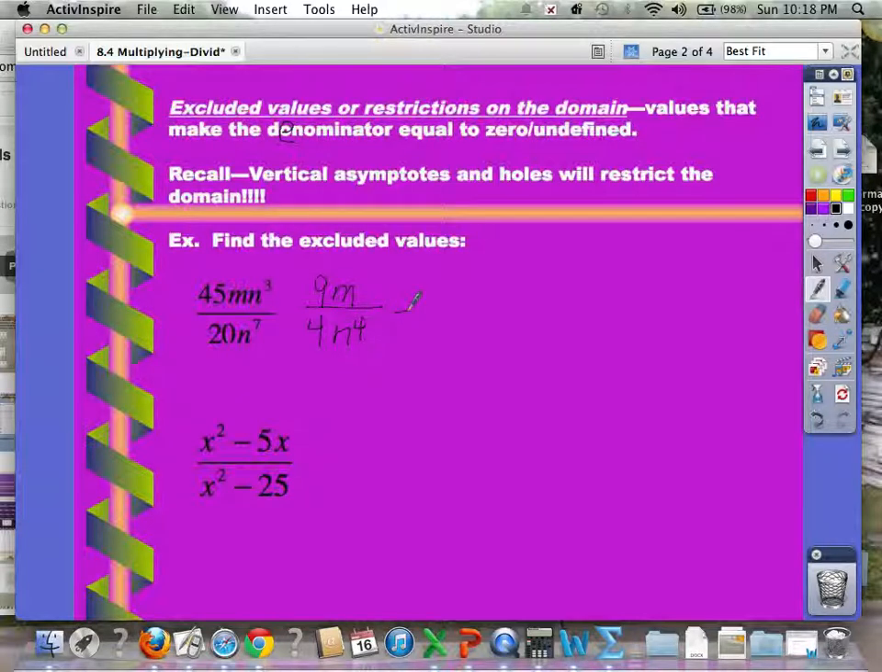Now the excluded values are anything that would make that denominator 0. If I put a 0 in here, that would make all of this equal to 0. So the domain would be all real numbers, but n cannot equal 0. That is an excluded value. Domain is all reals but that.